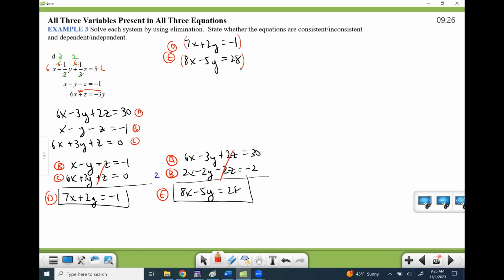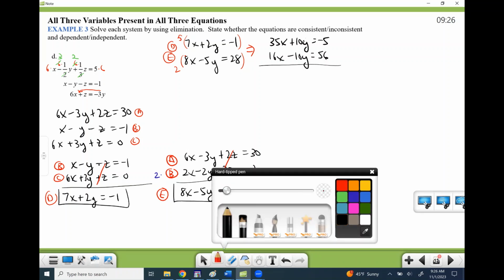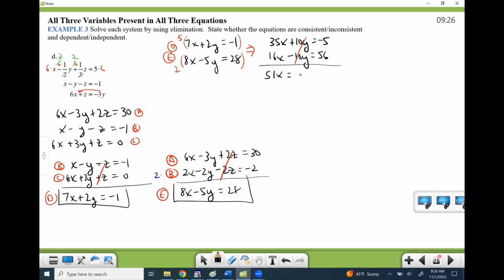So I'd like to turn them into tens, right? So I'm going to multiply the top one by a 5 because 5 times 2 is 10. And I'm going to multiply the bottom one by a 2 because 2 times 5 is -10. So let's see what our new equations are. So we have 35x plus 10y equals -5. 16x minus 10y equals 56. The 10y's cancel. And then we end up with 51x equals 51.